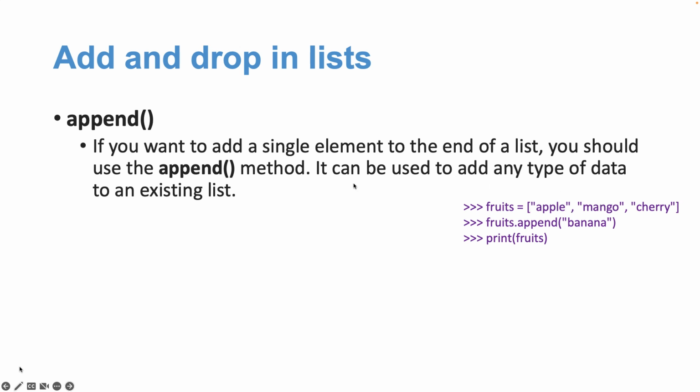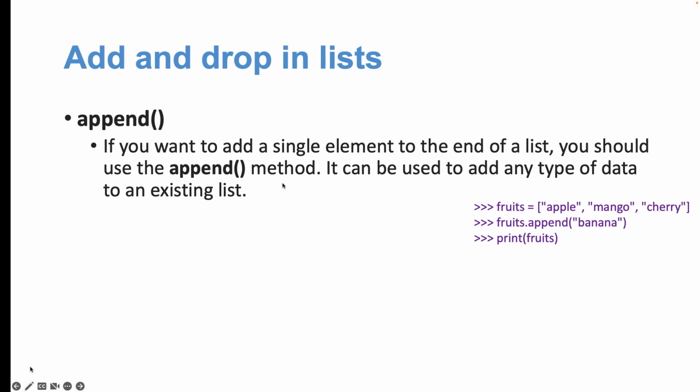Now let's say we have a list and we want to add a value to it. There are different ways to do it. The first one is using the append function. Basically, an append method will add to the end of the list whatever value you are looking for.